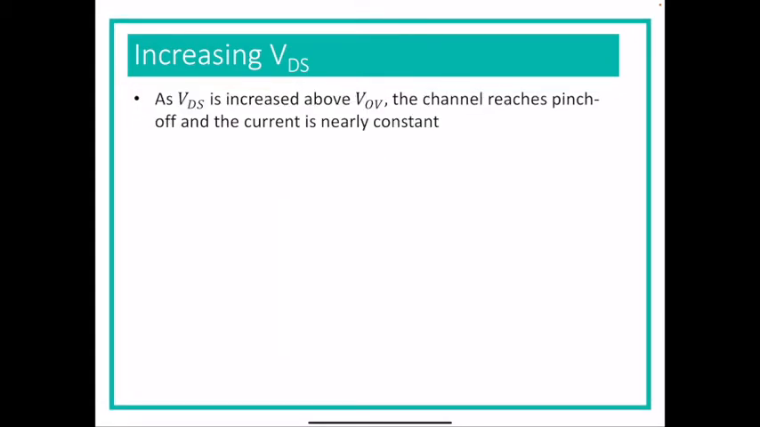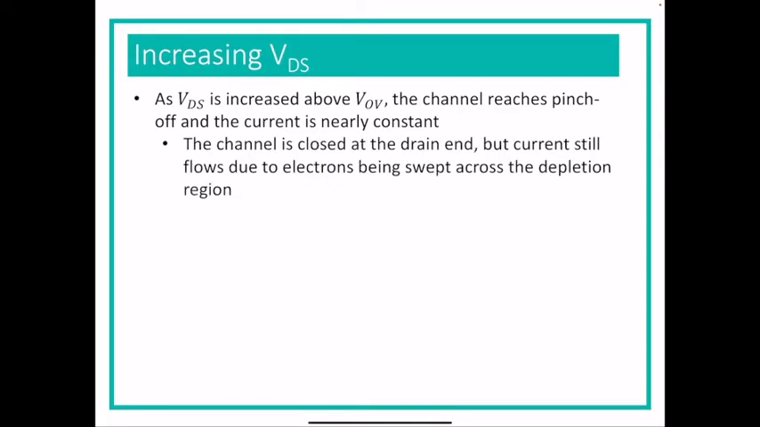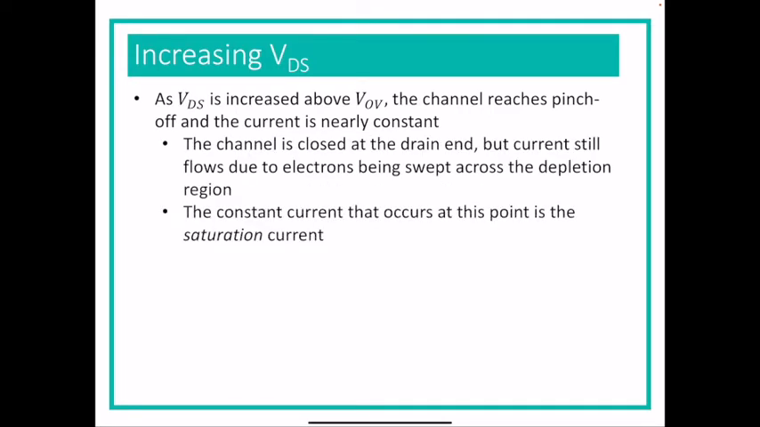So as we increase VDS above the overdrive voltage, we get the pinch-off value, and the current is nearly constant. And again, this is just stuff that I kind of already said. This is known as the saturation current. This is the current that happens basically, if you think about it, it just can't take any more current. So the saturation current is the amount of current that is flowing when it's kind of full, when the region is pinched off and you can't have any more.